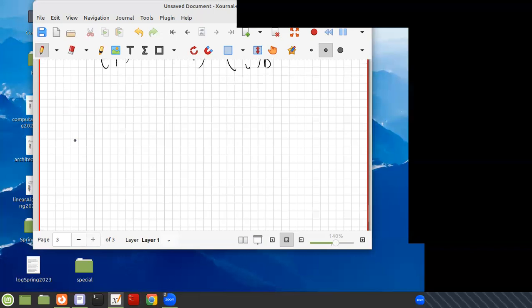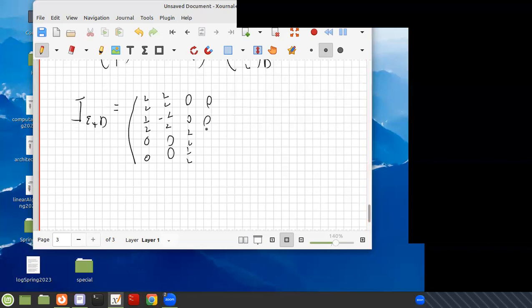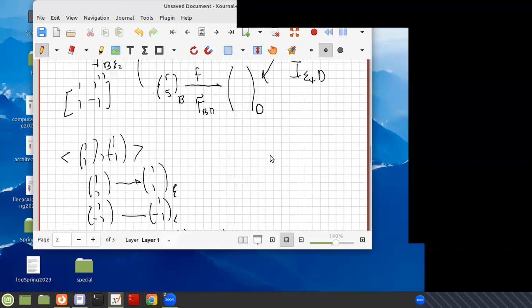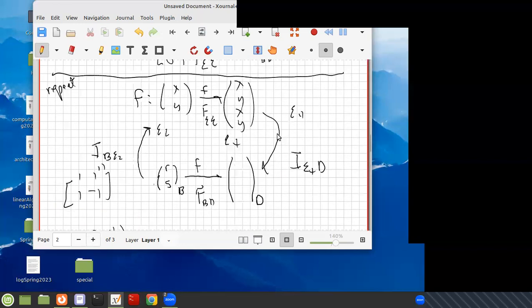So you can see that the identity from E4 to D should equal 1/2, 1/2, 0, 0; 1/2, minus 1/2, 0, 0; 0, 0, 1/2, 1/2; 0, 0, 1/2, minus 1/2. Okay, and it turns out that this was a fair bit of work.